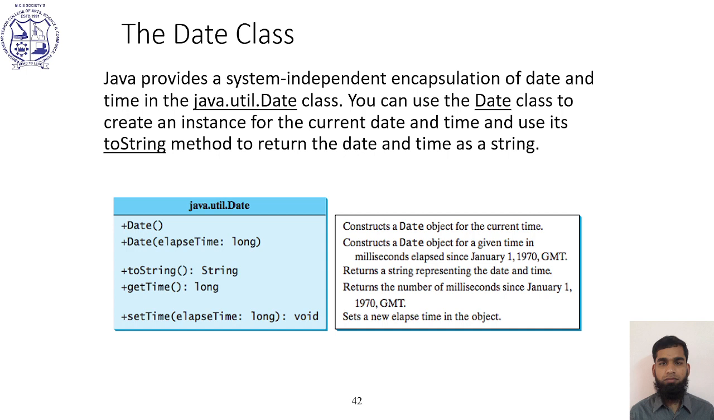Java also provides built-in classes, predefined classes we can say. Java provides system-independent encapsulation of date and time in the package java.util, which has the class Date. You can use the Date class to create an instance for the current date and time, and use its toString method to return the date and time as a string. The Date constructor creates an object for the current time. Date elapsed time gives time in milliseconds elapsed since January 1970. ToString returns a string representing the date and time. GetTime returns the number of milliseconds since January 1, 1970. SetTime sets a new elapsed time in the object.